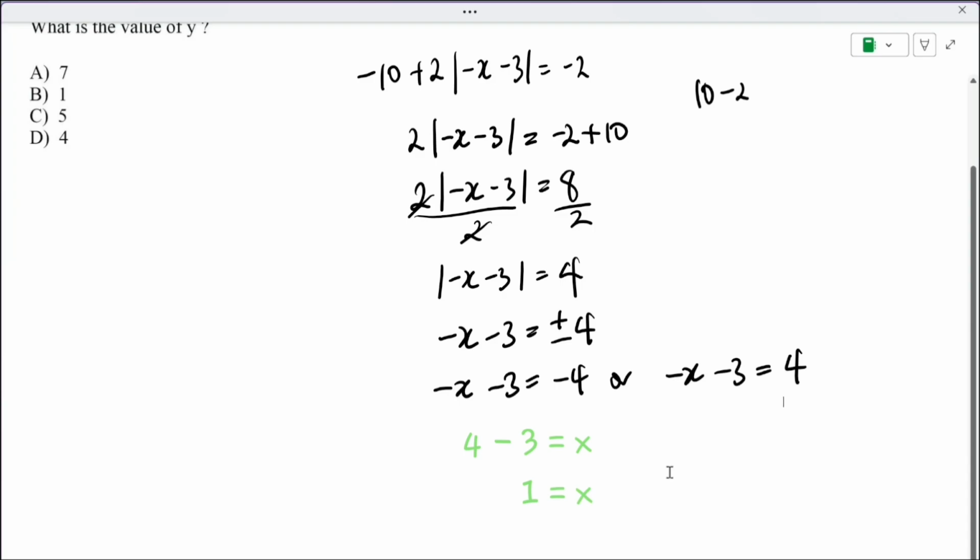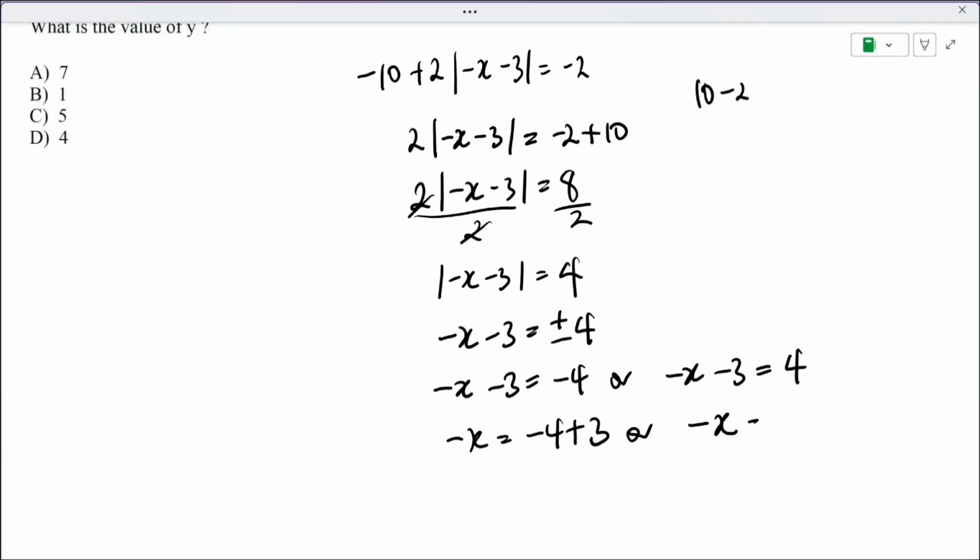Or you can still follow the process and say negative x equals negative 4. Then you have negative 3. You want the negative 3 to the other side. Negative 3 crosses and becomes positive 3. Or on the other side, you have negative x equals 4. Standard in math, you say add 3 to both sides. The result is still same as saying negative 3 crosses and becomes positive 3.